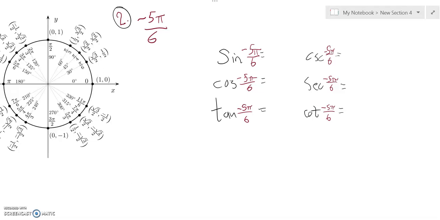This is Math 142, practice test 1, problem number 2. And we are supposed to find exact values for negative 5 pi over 6. So let me think about that. Like a positive 5 pi over 6 is here. So negative 5 pi over 6 would be here, this value.